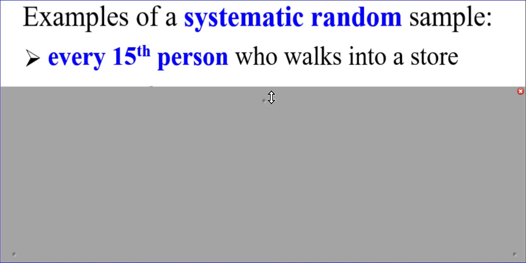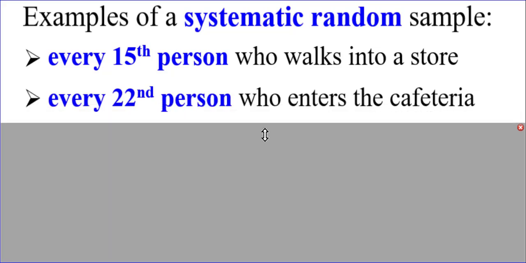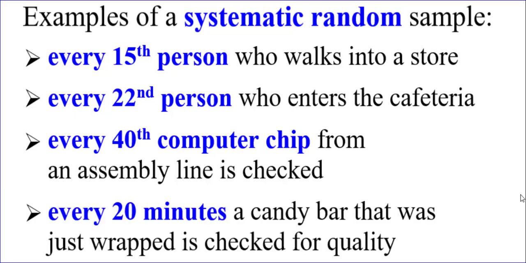Let me give you some more examples of a systematic random sample. If I asked every 15th person who walks into a store, that would be a systematic random sample. Every 22nd person who enters the cafeteria at school, that would be a systematic way of getting a random sample. If we're not talking about people, but maybe about computer chips, every 40th computer chip from an assembly line being checked, that would be a systematic way of checking the computer chips. If we're talking about candy bars being made, every 20 minutes a candy bar that was just wrapped is checked for quality. These are all examples of a systematic way of getting your random sample.